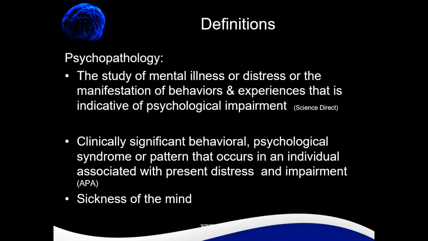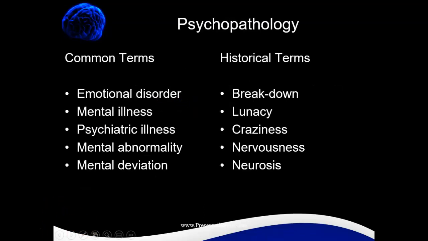Some terms or readings you may look at, particularly historic, look at it as a sickness of the mind. There are common terms and historical terms. If you read older literature about psychopathology, you'll see that the language used in earlier practice is very different than the more politically correct terms that we use today. And you will see that as we go along, these definitions and terms evolve. They become more comprehensive, more specific, more person-centered as well.